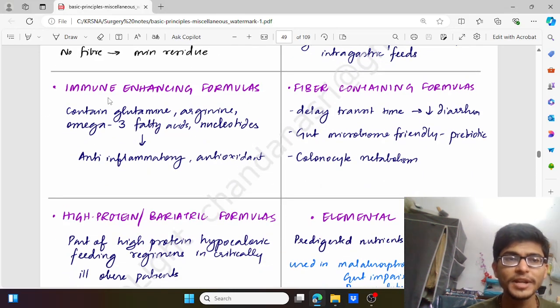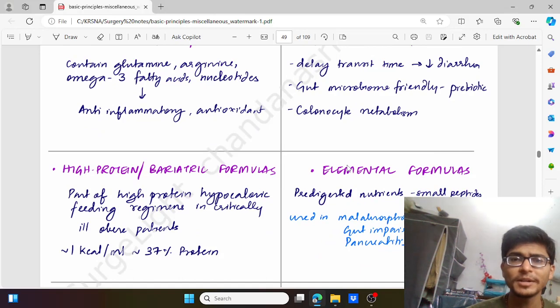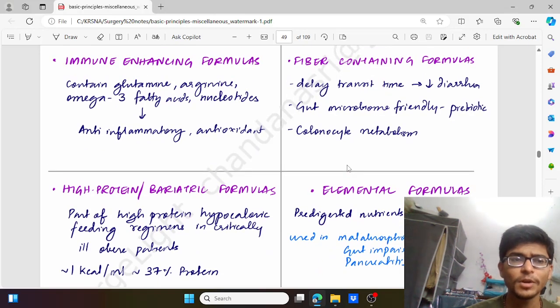Then we have immune enhancing formulas, which contain glutamine, arginine, omega-3 fatty acid and nucleotides, which is helpful for anti-inflammatory and antioxidant support. Fiber containing formulas help delay transit time, as in conditions of diarrhea, decreasing diarrhea. So these will be helpful. Gut microbiome friendly prebiotics: these contain prebiotics, so they will be gut microbiota friendly, and help colonocyte metabolism. So these are fiber containing formulas.